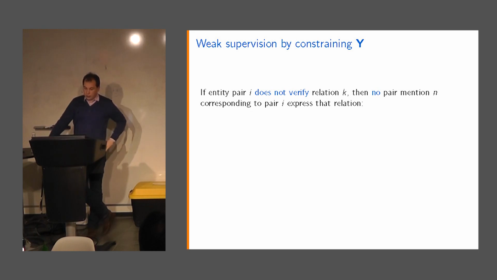On the other hand, if an entity pair I does not verify a relation K, then we suppose that no sentences in our dataset express that relation. So basically, that's a strong constraint, because it supposes that the knowledge base is actually complete, that there's no missing information in the knowledge base, which of course is not really true.